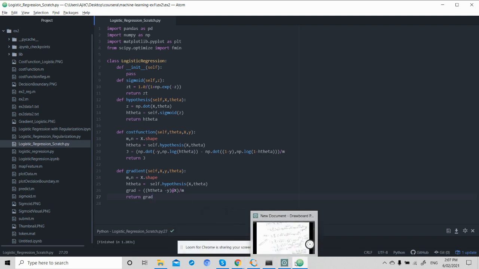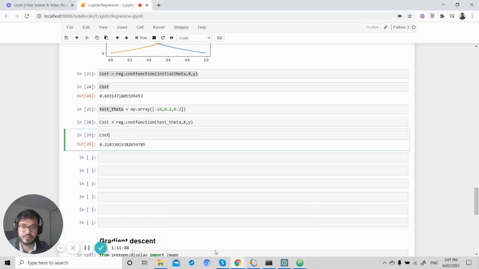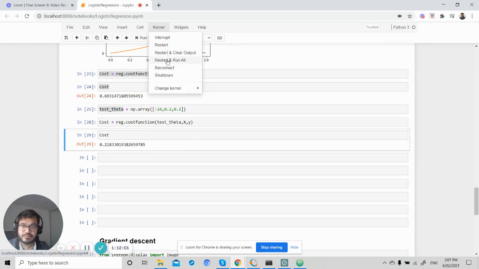So let's call this in Jupyter Notebook. Let's start and run the kernel.